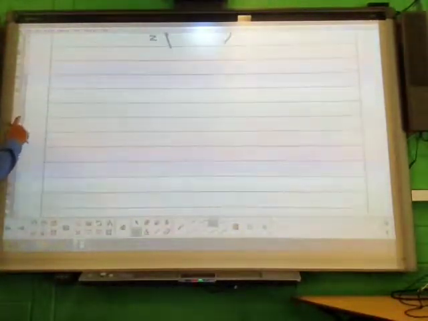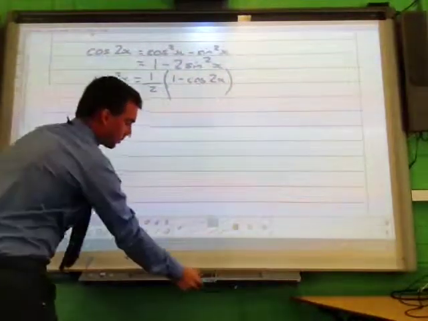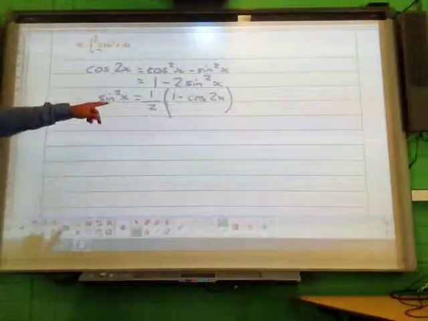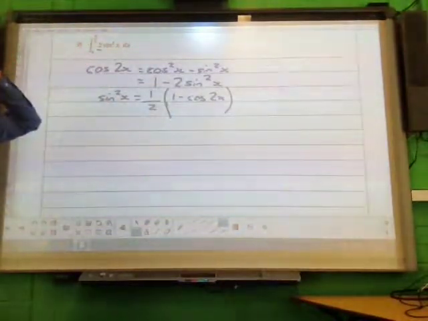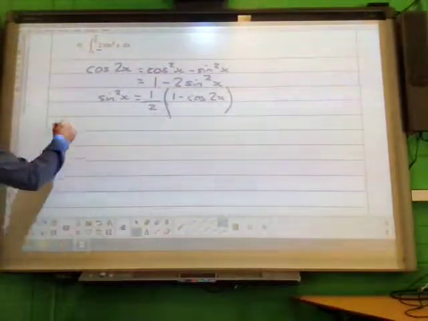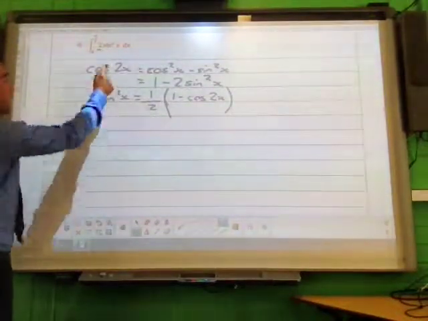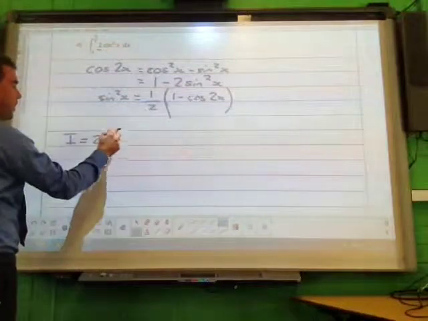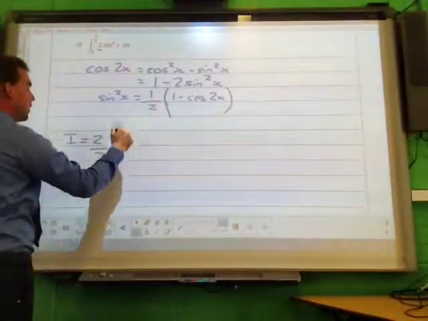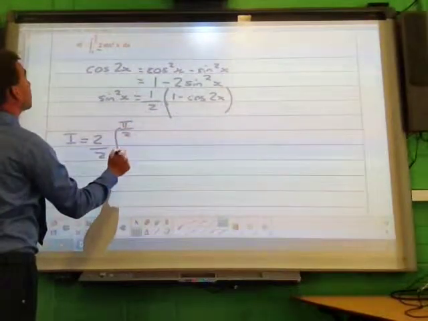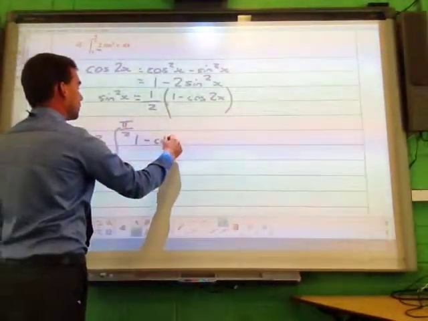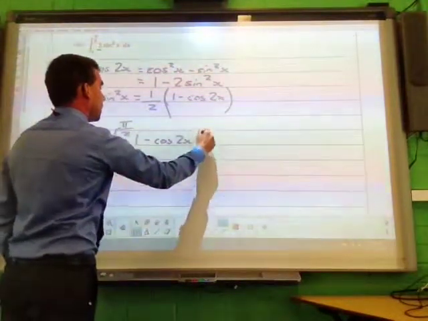Okay, so we've still got it in terms of x, so I don't need to change variables. I've just rearranged the formula, not made a u substitution. So the integrand becomes the 2 constant out the front, bring the half constant out the front as well. It's the integral from 0 to pi over 2 of 1 minus cos 2x dx.